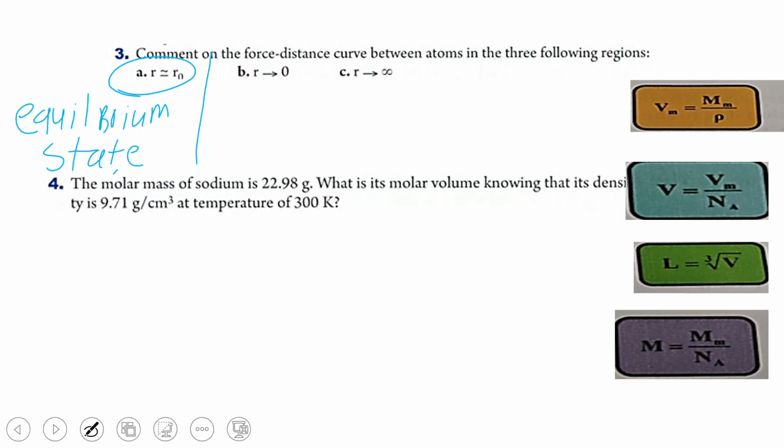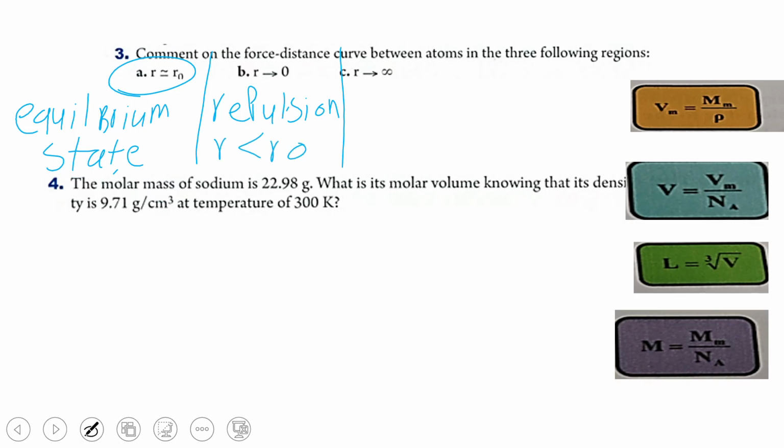Okay. Part B, R tends to 0, or R becomes 0. That means the distance is going to be 0. So R becomes so small compared to the original value because there is no distance, it's 0. So R is smaller than the original one. It means repulsion type force. Repulsion force, because R is smaller than R naught, or the equilibrium distance.